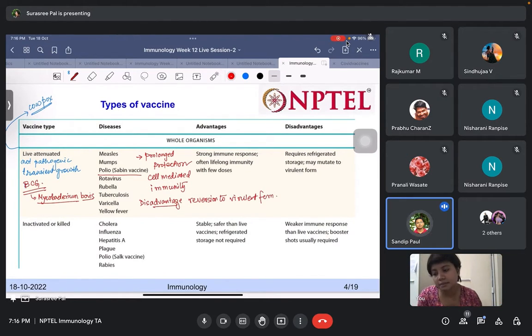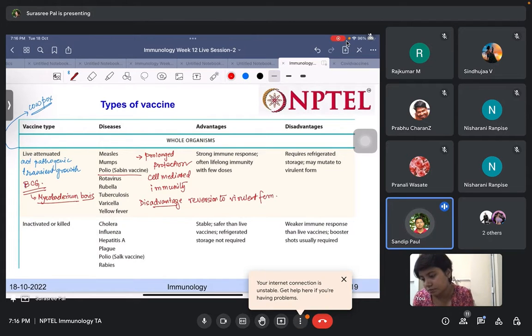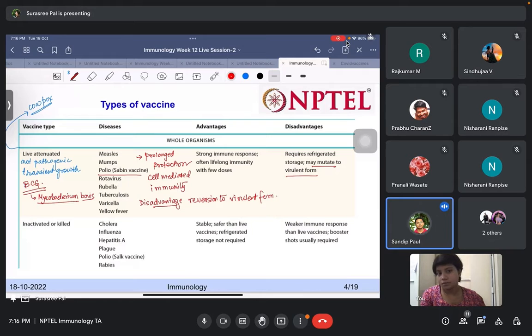Surasree, this is like we knock out the gene which is producing that particular pathogen, right? No, no. There is no knockout involved. The attenuation occurs by treating the pathogen or culturing the pathogen under abnormal conditions, under abnormal growth conditions.